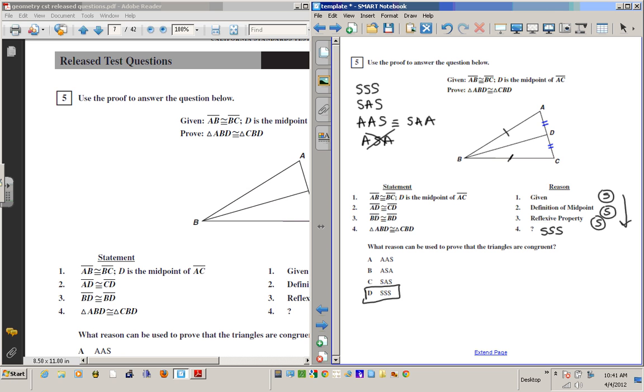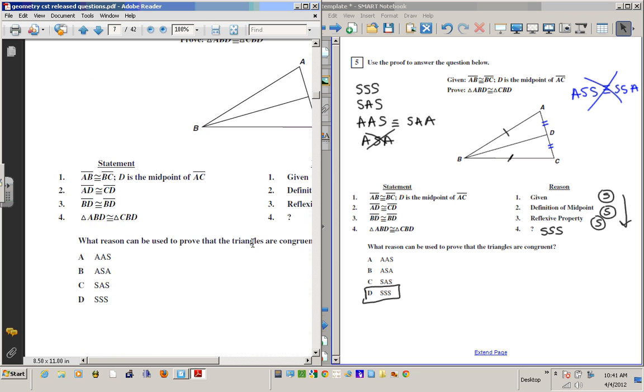Okay? Remember that ASS, which is the same thing as SSA, never works for congruency. Do not memorize this. See, ASS or SSA are both wrong, so don't ever use this, okay? These are the only four that work for establishing congruency. Alright, let's move along to the next question.